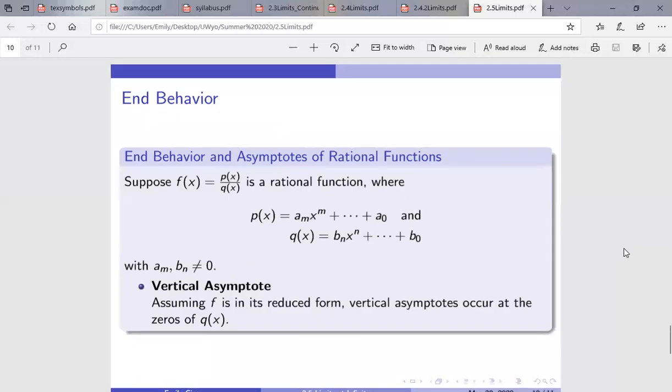And finally, we're interested in vertical asymptotes. So assuming f is as reduced as possible, vertical asymptotes occur at the zeros of q of x. So let's go ahead and look at an example.